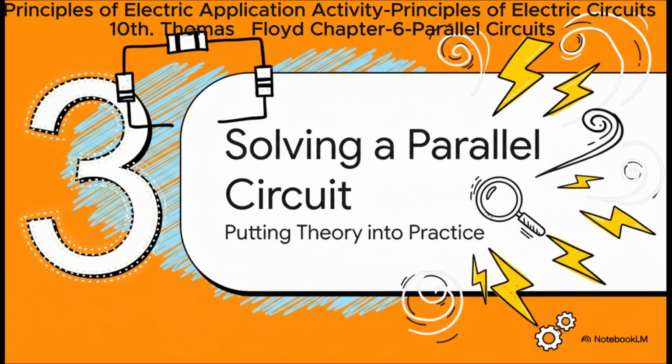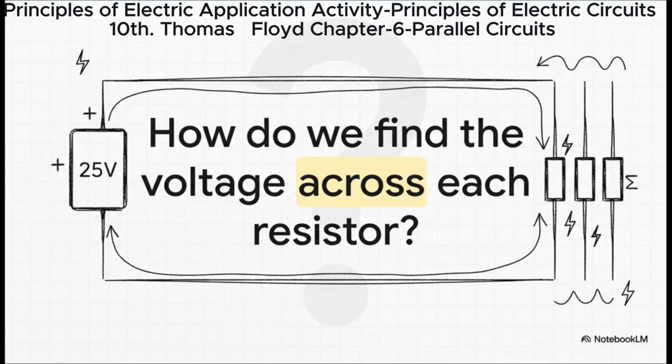Okay, so now that we've got the rule down and we've seen the proof, let's actually put it to work. We're going to use this theory to solve a pretty typical circuit problem. All right, here's a practical problem for you. We have a 25-volt source and it's hooked up to 5 resistors in parallel. The question is simple. What's the voltage across each and every one of those resistors? Now, before I just tell you, take a second and think about it based on what we've just discussed.